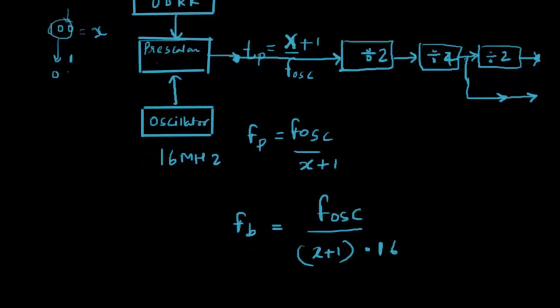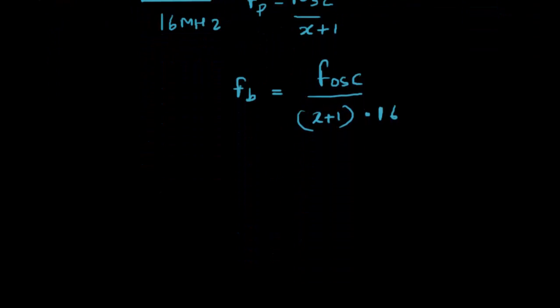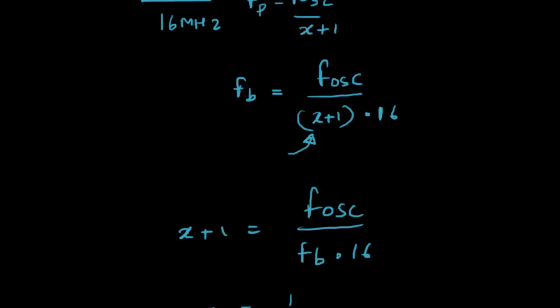Now usually we know the baud rate prior, like we need to communicate at 9600, so we already know this value. What we really need to calculate is X, so what value should we put in the UBRR register in order to get this particular frequency. If we solve for that, X plus 1 becomes F oscillator divided by FB, the baud rate we need, into 16, or X equals F oscillator divided by (FB into 16) minus 1.